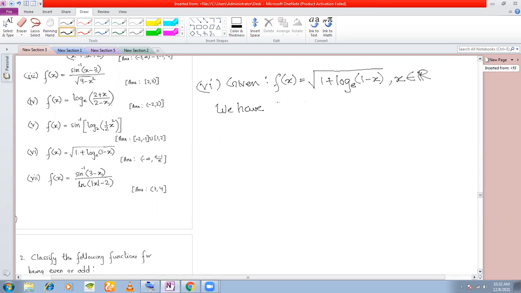So 1 plus log of 1 minus x to the base e has to be positive, but it can also be equal to 0, right? And what else is the condition? That whatever is within the log has to be positive, right? Now let's see what these conditions give us. Any other condition? I don't think so. Log of 1 minus x to the base e is greater than or equal to -1.